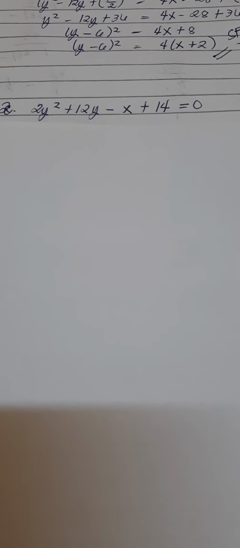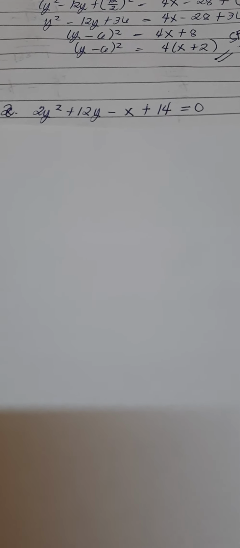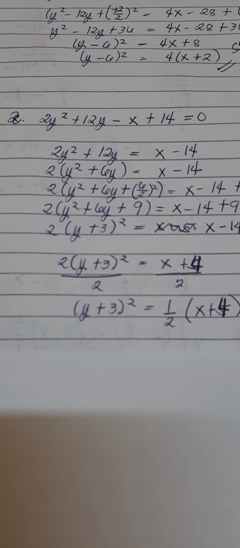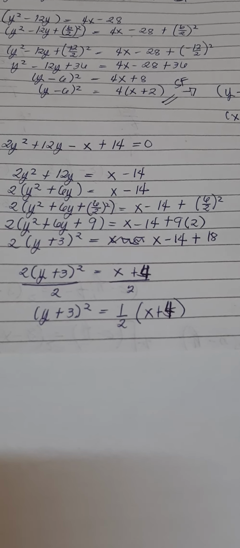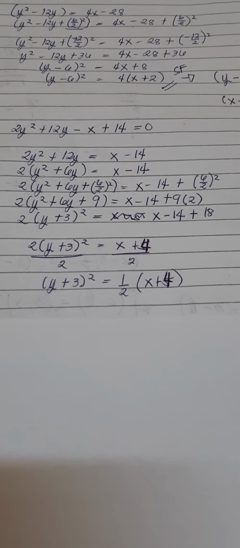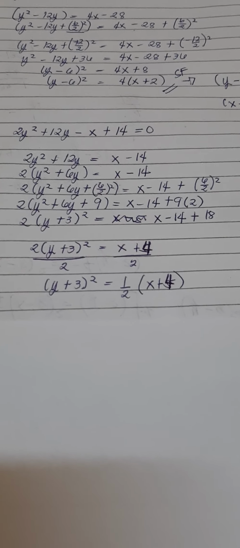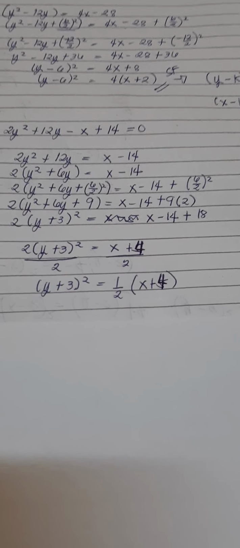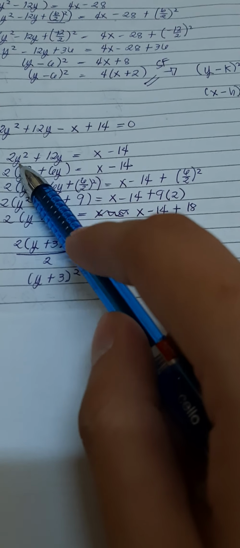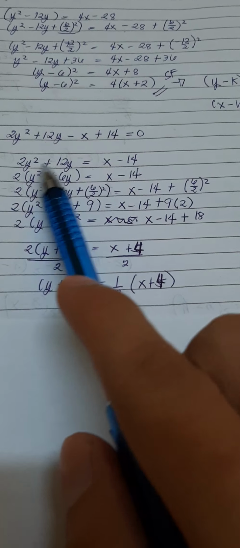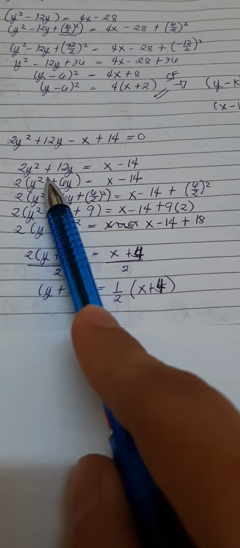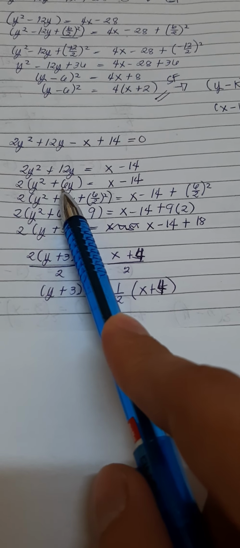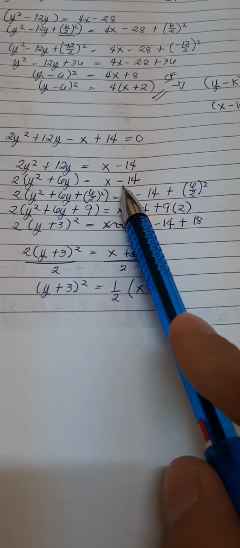For example number 2, we have 2y squared plus 12y minus x plus 14 equals 0. For the solution, we need to regroup our equation first. So we have 2y squared plus 12y equals x minus 14. Next, we need to factor out 2 from 2y squared plus 12y to eliminate 2 together with y squared. 2y squared divided by 2 is y squared. 12y divided by 2 is 6y, equals x minus 14.